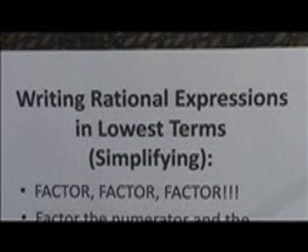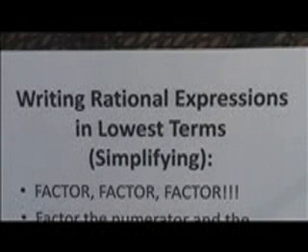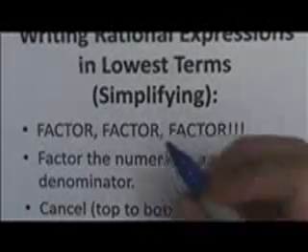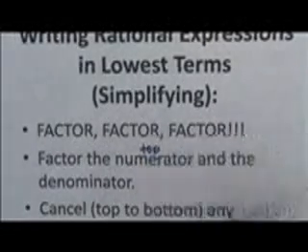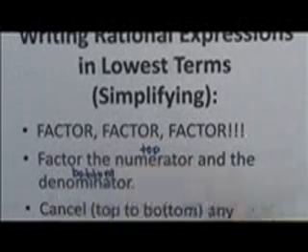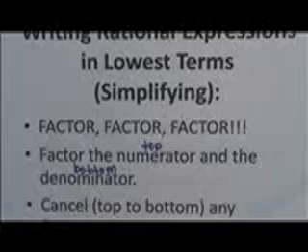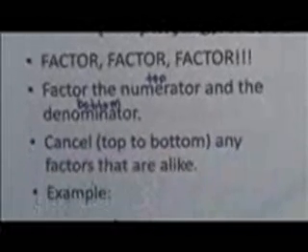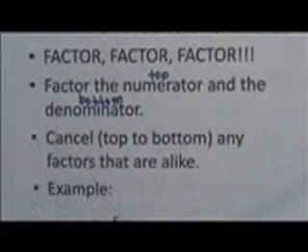Alright, now that we know what a rational expression is, let's talk about writing them in lowest terms, or just simplifying them. The biggest thing to remember here is to factor. You're really going to need to use your factoring skills to simplify here. So factor everything. Factor the numerator and the denominator. Remember, the numerator is that stuff on top, and the denominator is that stuff on the bottom. Factor both of those, and then cancel, top to bottom, any factors that are alike.